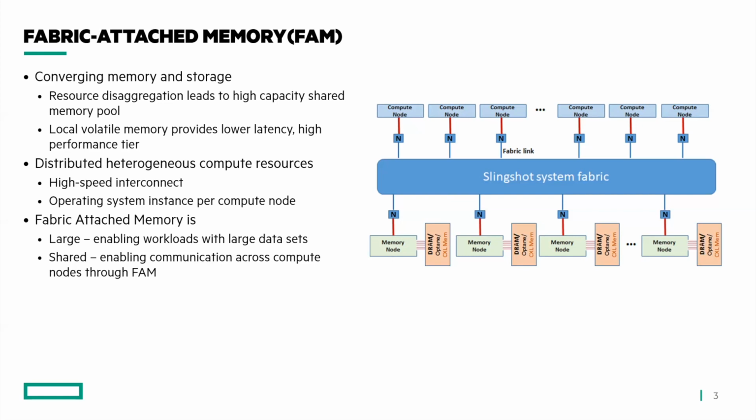Because FAM is large, it allows workloads that typically work with larger data sets, and such applications fit really well in fabric-attached memory. And because all compute nodes are connected to the shared memory pool and can access the fabric-attached memory, it allows for efficient data sharing and communication between the compute nodes. So that is about FAM at a high level. For more details about FAM, please refer to the links provided in the reference section.